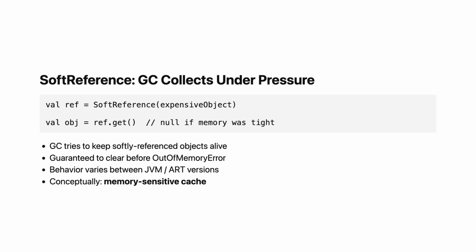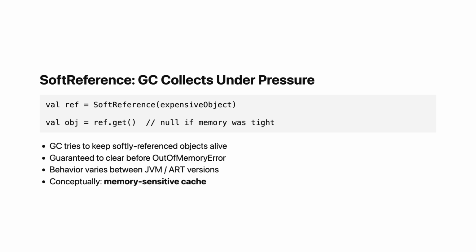Think of it as a memory-sensitive cache. The object stays alive when memory is abundant, giving you cache hit benefits. When memory gets tight, the GC reclaims it, freeing up space. You do not have to manage the eviction yourself. The GC does it for you based on actual memory pressure.